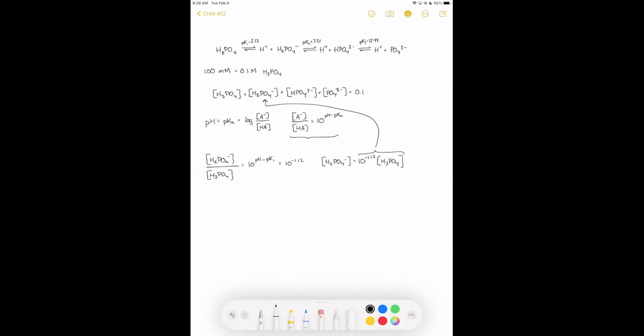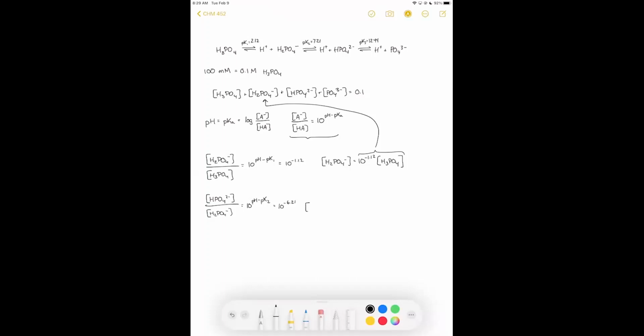Well, for the other two, we do the exact same thing. So we go ahead and construct another Henderson-Hasselbalch equation here using the second deprotonation event. So HPO4 2 minus over H2PO4 minus equals 10 to the pH minus, here it's pK2. And so for this, the pK2 is 7.21. So here this is 10 to the minus 6.21.